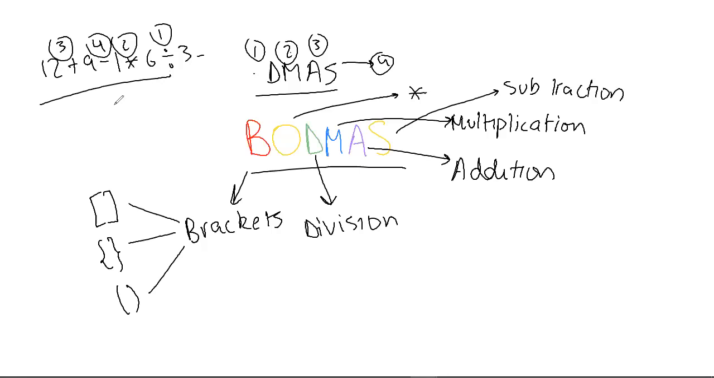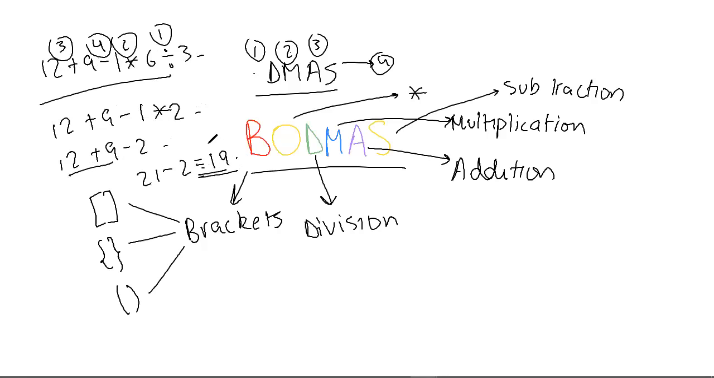You see, division comes first, so we'll solve that. 12 plus 9 minus 1 into 6 divided by 3 is 2. Then comes multiplication, 12 plus 9 minus 2. Then comes addition, so 21 minus 2. And finally subtraction. This is the correct answer. Next.